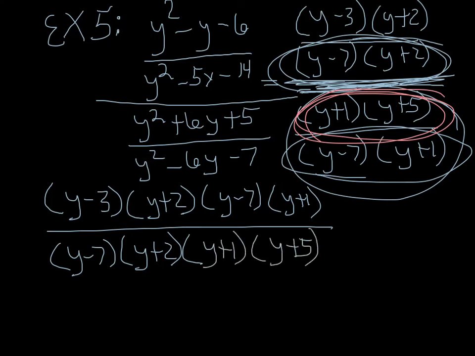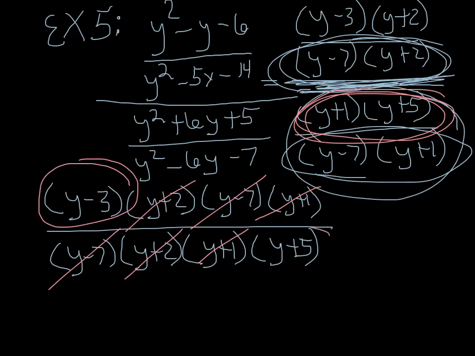And then the really fun part begins, right? Because now we can just cancel. So that y plus 1 cancels with that. The y plus 2 there cancels with that. And then I've got a y minus 7 that cancels with that. And then you're left with the y minus 3 over the y plus 5.